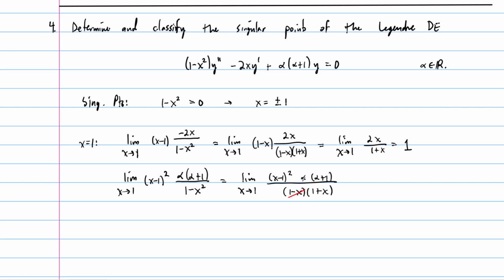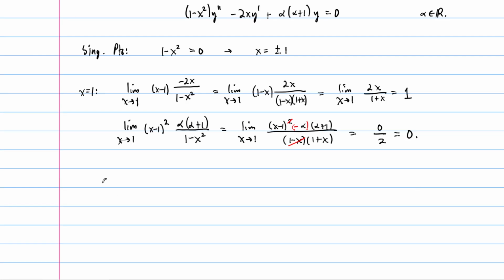One of these will cancel. It's going to leave a minus sign, right? Which I'll group with that because it's got to flip the order here. The other one on the bottom is not going to be an issue. And so now when we plug in, we get 0 over 2, and that's 0, which is finite, and it exists. So therefore, x equals 1 is a regular singular point.